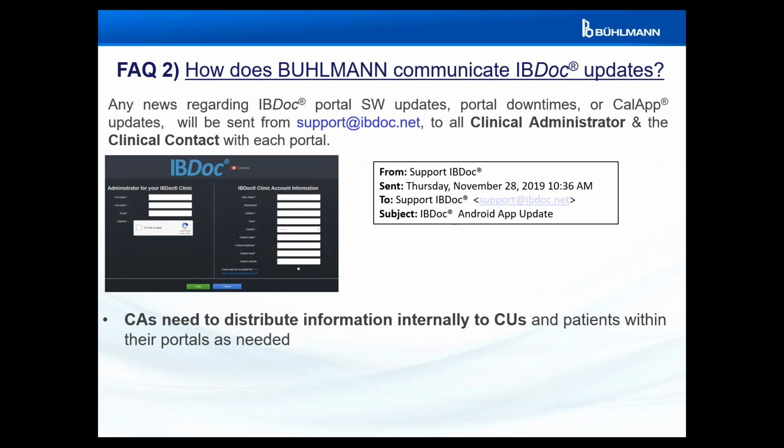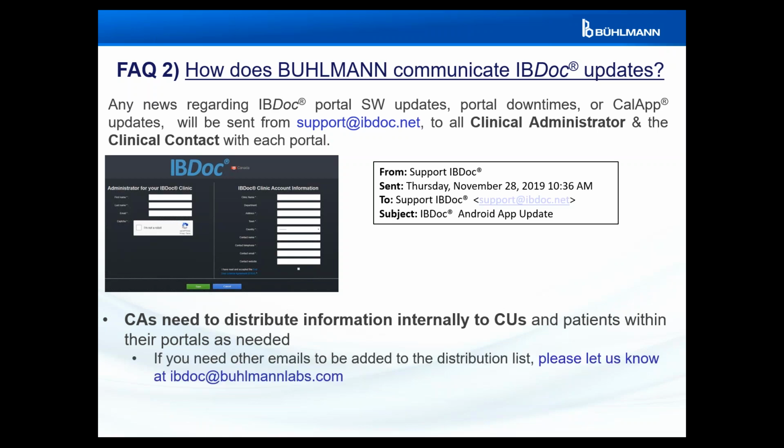It's important that if any of the clinical administrators receive an email from IBDoc support and they think it's relevant to their clinical users, please forward that email on to your clinical users and or your patients if you feel it's necessary. We heard pretty early on that not all the clinical users and patients wanted to receive emails from us every time there's an update. So hence, we only send the emails to the clinical administrators and the clinical contacts.